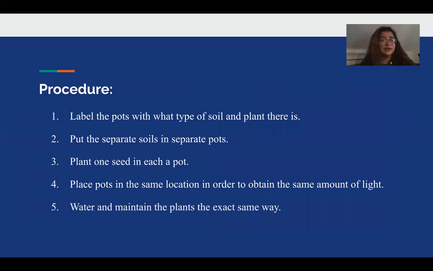The procedure that I did for this experiment is first I labeled the pots with what type of soil would be placed in it. Second, I put the soil in the separate pots. Third, you plant one seed in each pot. Fourth, you want to place pots in the same location in order for them to obtain the same amount of light. And fifth, you want to water and maintain the plants the exact same way so they all get the same water and so that you know that you're getting the right results.